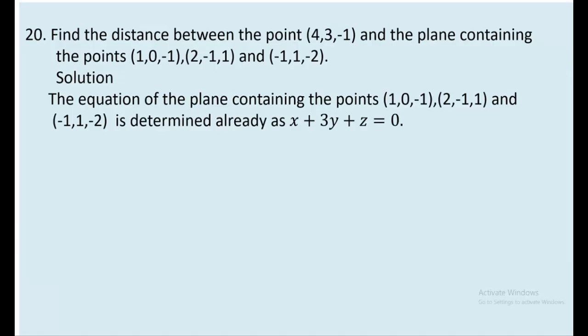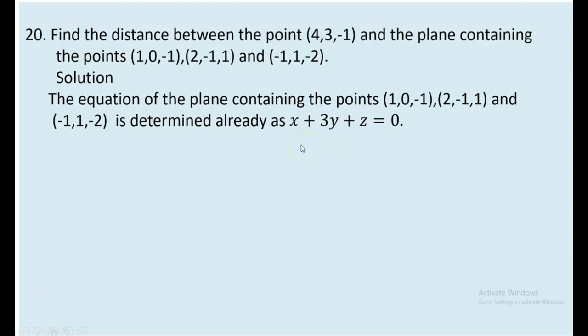The equation of the plane containing the points (1, 0, minus 1), (2, minus 1, 1), and (minus 1, 1, minus 2) is determined already, students, because we have calculated this in our previous video. Please try to refer to that. It is obtained as x plus 3y plus z equals 0. So what do you think is a normal vector here? The normal vector to this plane is a vector with components as the coefficients of x, y, z: the coefficient of x is 1, of y is 3, and of z is 1. So the normal vector is (1, 3, 1).